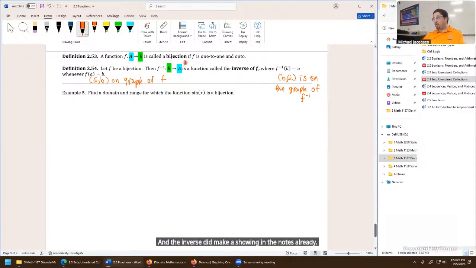And the inverse did make a showing in the notes already. So we won't do a whole lot with the bijection. The author's textbook in this concept here just pretty much mentions it. But there'll be a concept that we might come back to when we're later on in chapter 4. So just to think about this a little bit more, we're going to define a sine function and come up with a domain and range for which we have a bijection. But any questions at the moment with the definition?